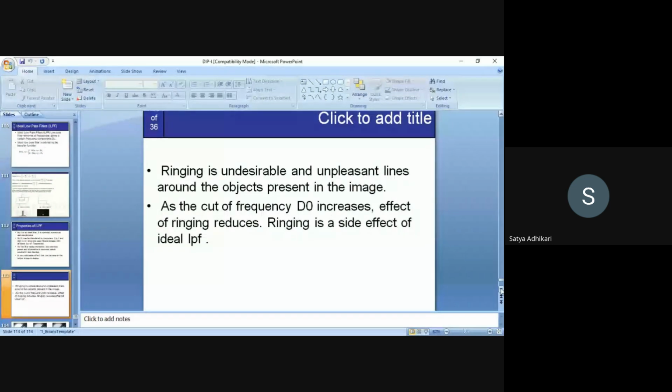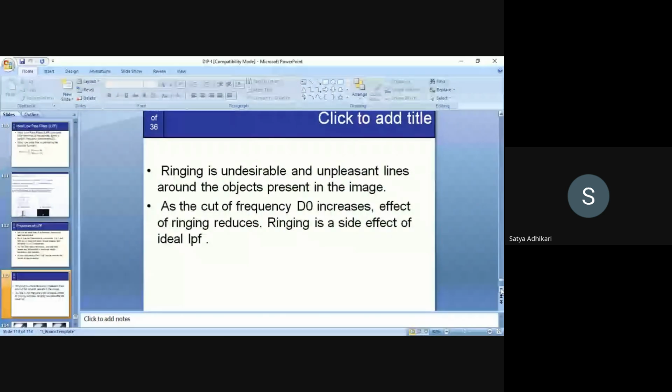This is a drawback of the ideal filter, and this problem is called ringing. You may get a short note on what is ringing. Ringing is nothing but undesirable and unpleasant lines around the objects present in an image, which we don't want to see because it is noise and the picture will not be clear. As the cutoff frequency D0 increases, as I discussed again and again, the effect of ringing reduces.